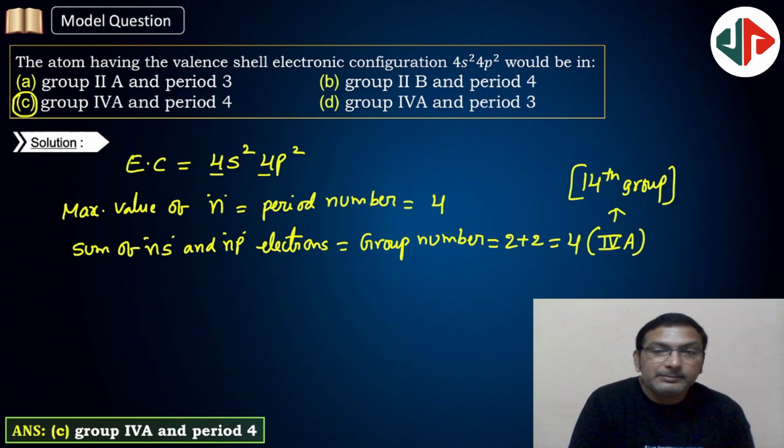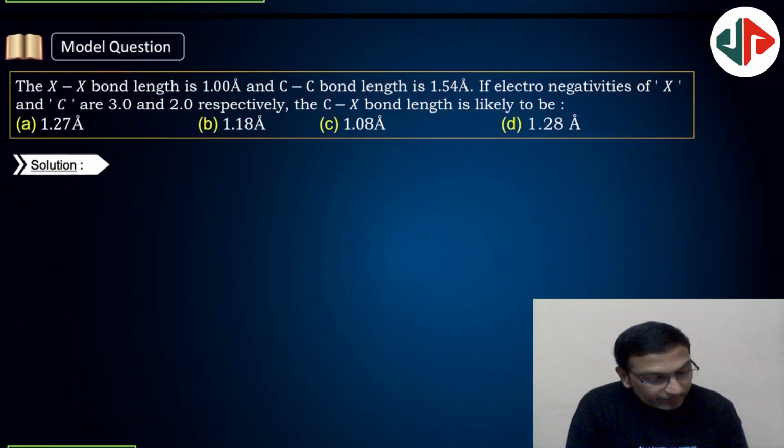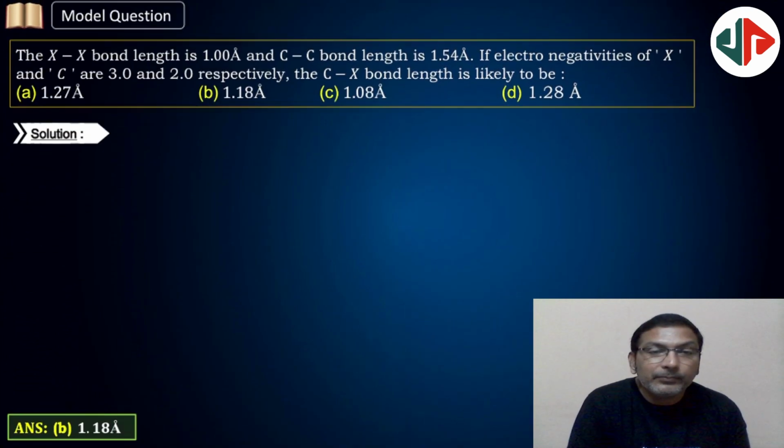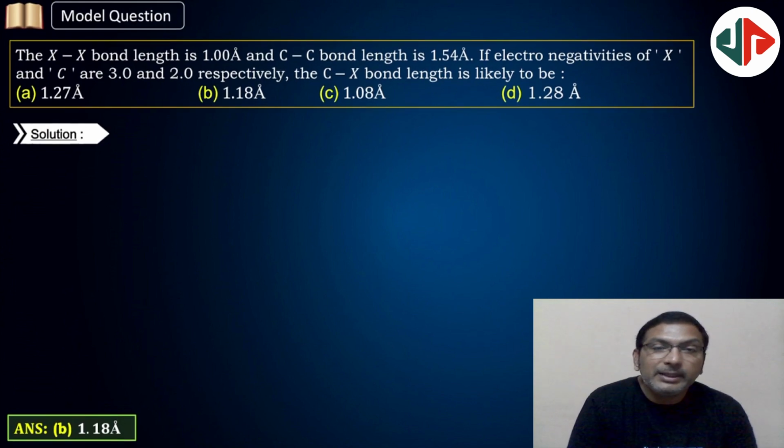Next question. XX bond length is 1.00 angstrom units and CC bond length is 1.54. If electronegativities of X and C are 3 and 2 respectively, then the CX bond length.